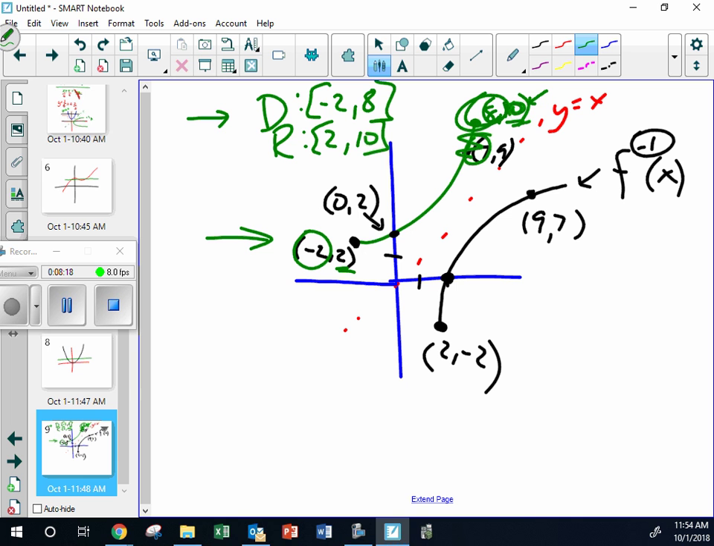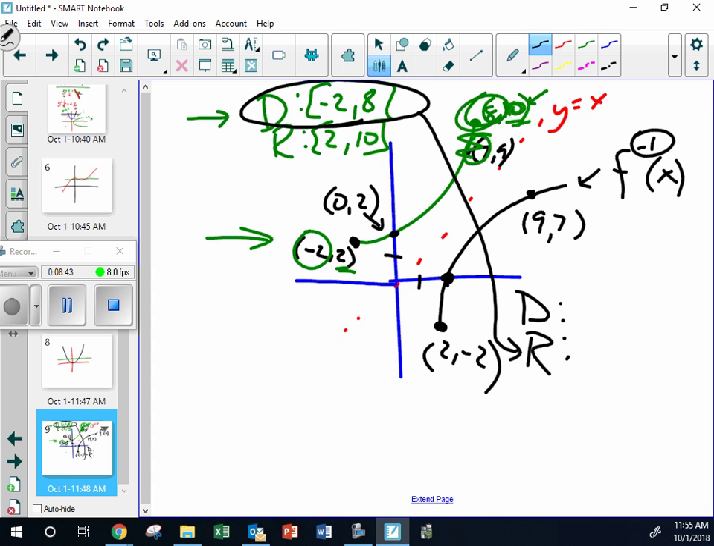Okay, now here's the question. Without even looking at the picture, I can know the domain and range of the black one. Think about it. Because x and y got switched, x becomes the y, domain becomes the range. So the domain of this one would have to be the range of this one. And therefore, I just copy it down here. And whatever the range on this one was, 2 to 10, becomes the domain on that one.